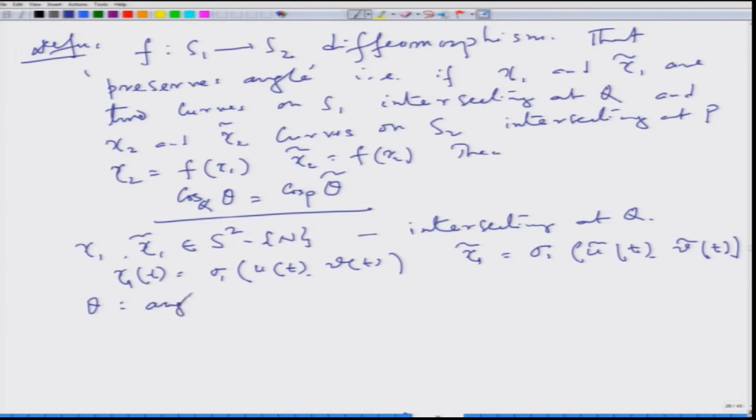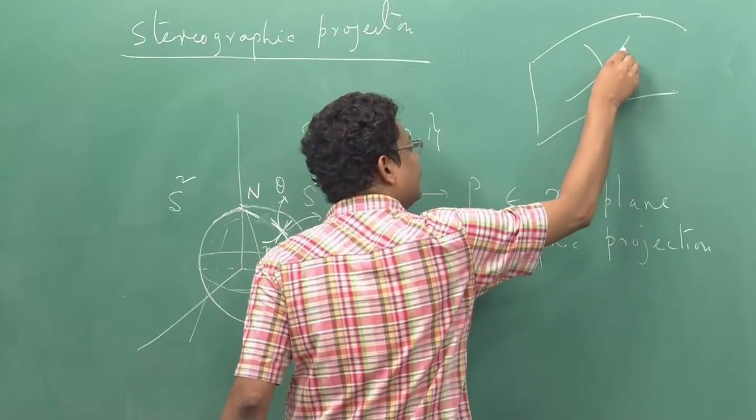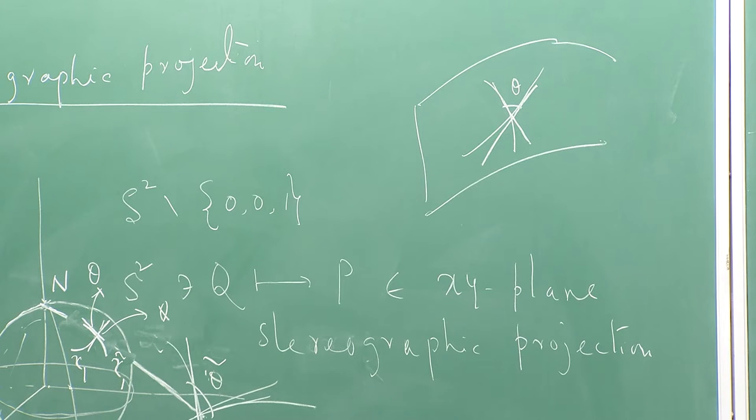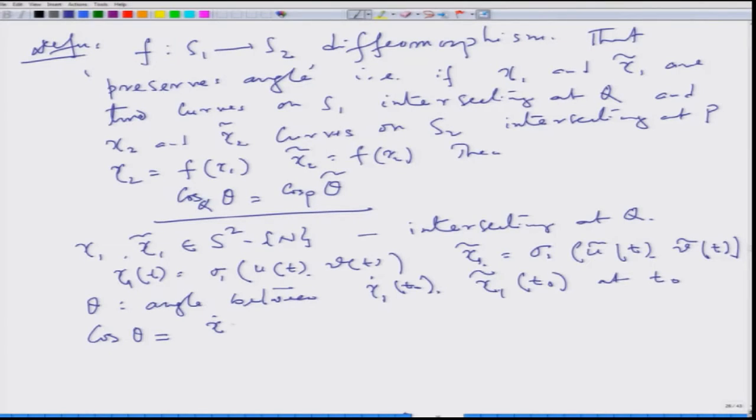Theta, the angle between gamma 1 dot t naught, gamma 1 tilde dot t naught at some point t naught. Okay. Then what is cos theta? Just draw it here without the surface. If I have any surface patch, I have a curve here, I have a curve here, they are intersecting. This is the tangent here, this is the tangent here, this is theta. So cos theta I can find out as, how do you define cos theta? It's precisely gamma dot, gamma tilde dot, definition of angle, right? Gamma dot, norm of gamma dot, norm of gamma tilde dot.